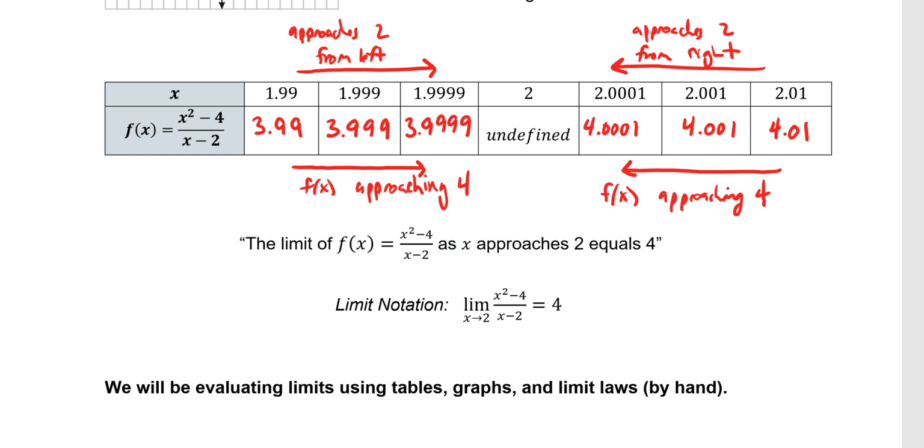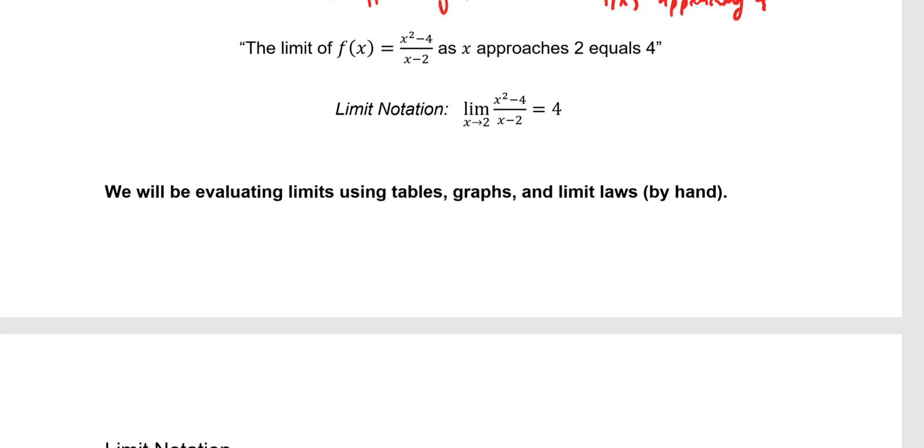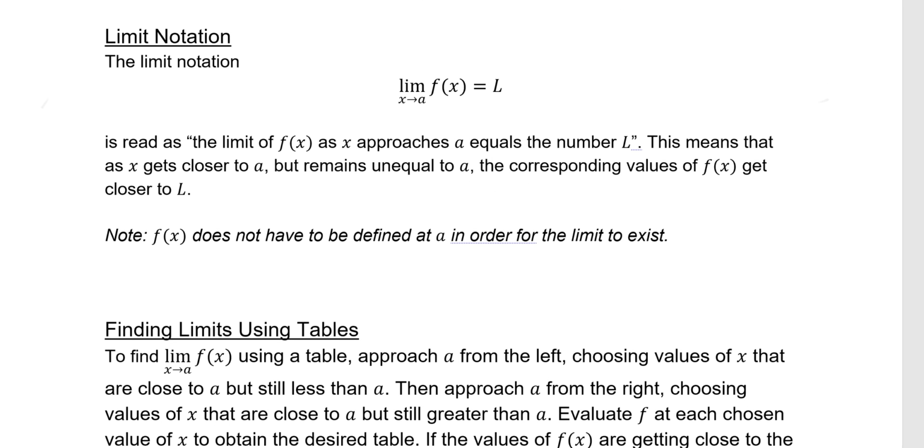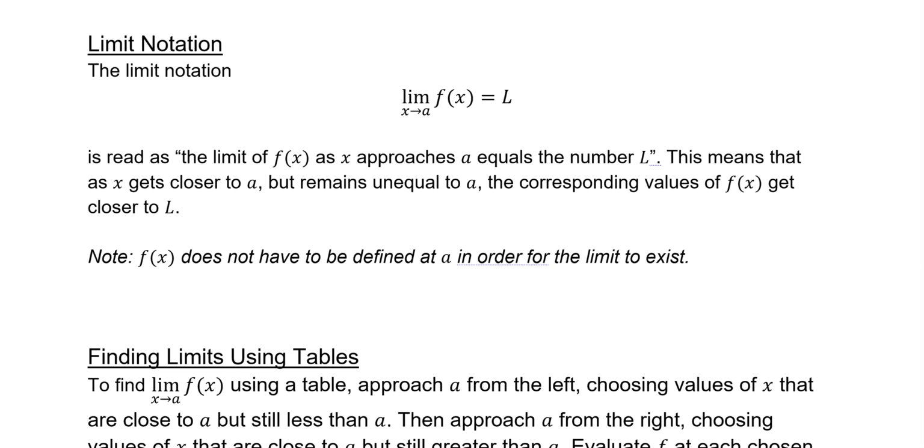So what we're going to be doing in this section, like I mentioned a few minutes ago, is evaluating limits using tables and graphs. And then in a different section, we're going to be evaluating limits by hand using limit laws. So here is the limit notation more formally written down. We have the limit of f of x as x approaches a equals, that's what we're usually finding, in this case just some number L.